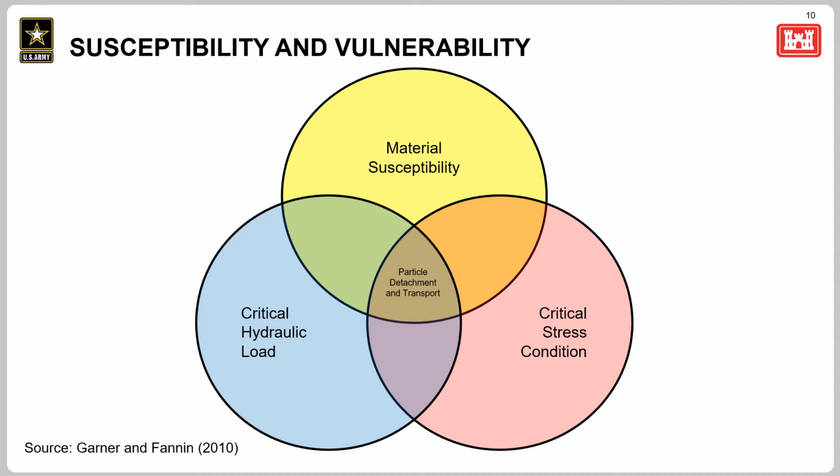How do we consider whether an embankment is a candidate for internal erosion to occur? This Venn diagram helps illustrate that the embankment is vulnerable to internal erosion when material properties, stress conditions within the embankment, and the hydraulic loading allow for particle detachment and movement. Initiation depends on some unfavorable coincidence of these three components, as illustrated in the diagram.